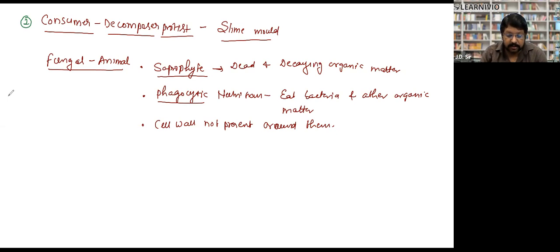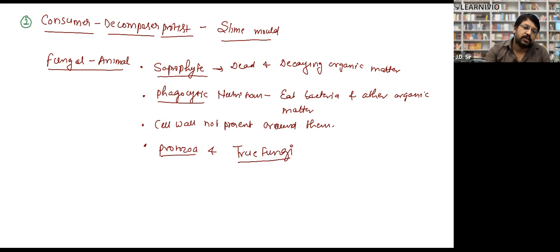Next point: slime mold resembles both protozoa and true fungi. This was all about the consumer-decomposer protists.